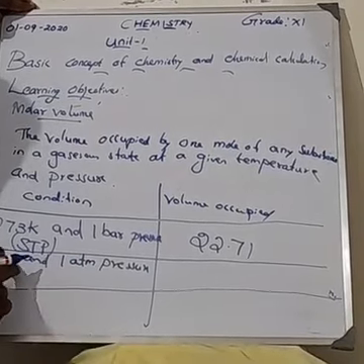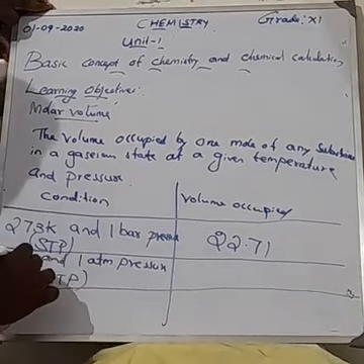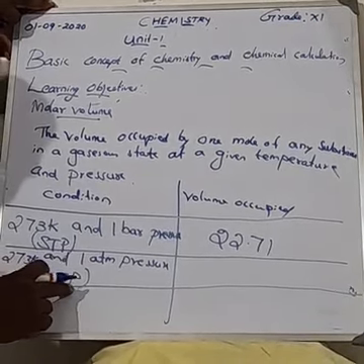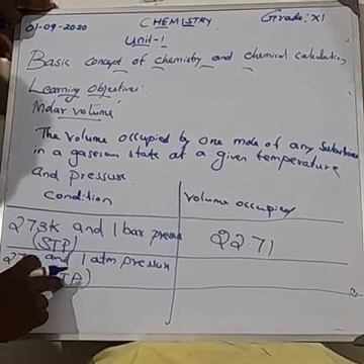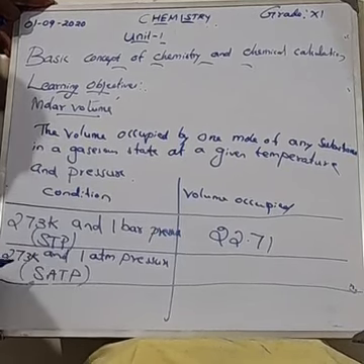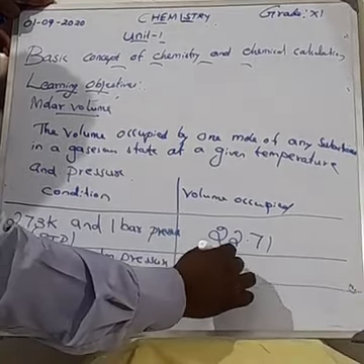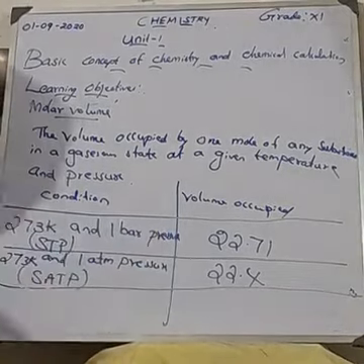Second condition, 273 Kelvin and 1 atmospheric pressure. One new term, SATP, standard ambient temperature and pressure. The value is 22.4.